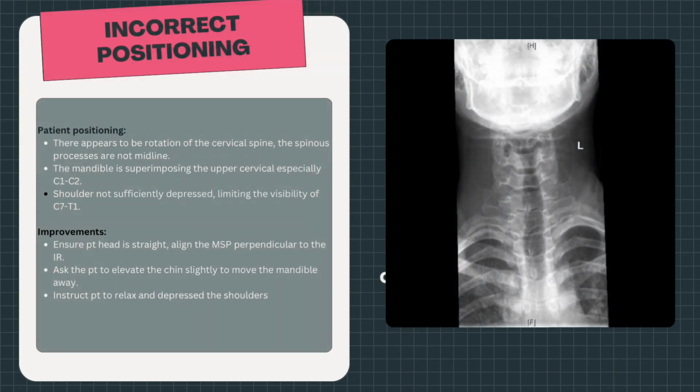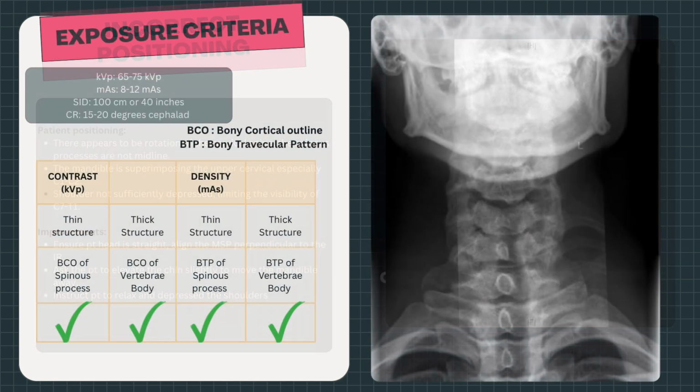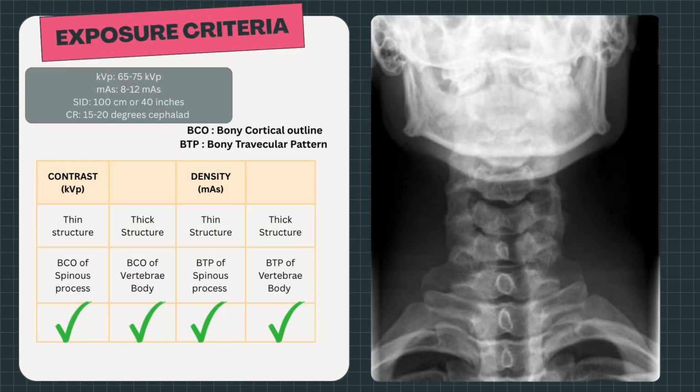Moving to the next, this is an example of incorrect positioning. There appears to be rotation of the cervical spine. The spinous processes are not midline. The mandible is superimposing the upper cervical spine, especially C1, C2. The shoulders are not sufficiently depressed. For improvement, ensure the patient's head is straight and aligned with the MSP perpendicular to the IR. Ask the patient to elevate the chin slightly to move the mandible away, and instruct the patient to relax and depress the shoulders down.